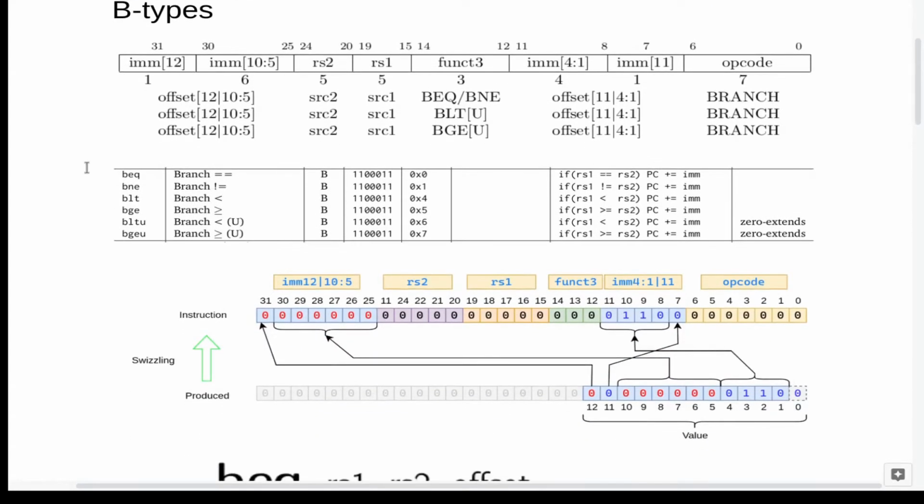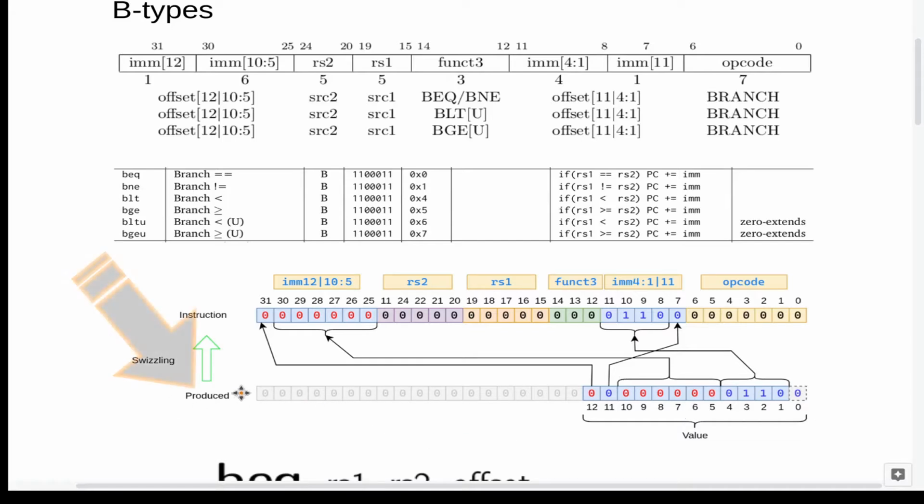If we scroll here, we can see that the opcode is still in the same place. RS1 and RS2 are still in their same columns, as well as funct3 is. However, the immediate positions are all jumbled up. This is swizzling. And if we come down here to the diagram, this is where we talk about the produced versus the immediate value.